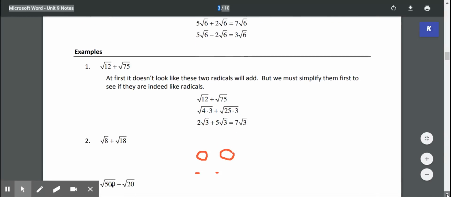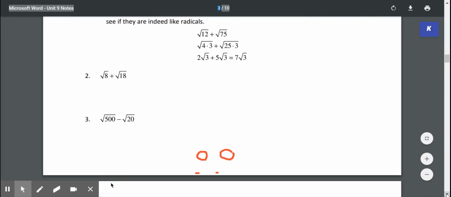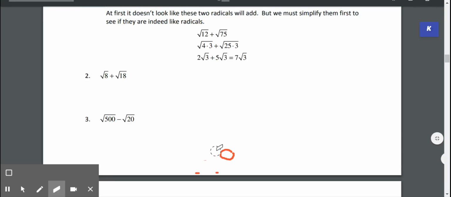Okay, so that's going to be your basic idea today. Of course, there could be variables underneath, but we're just going to look at the numerical portions today.